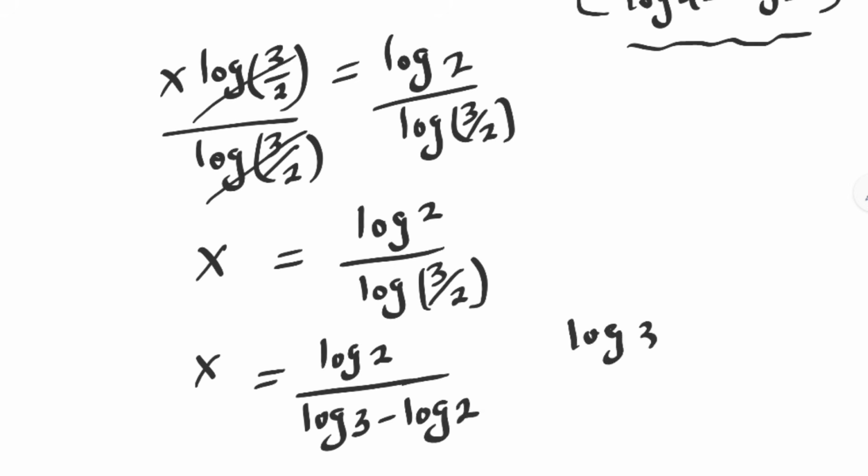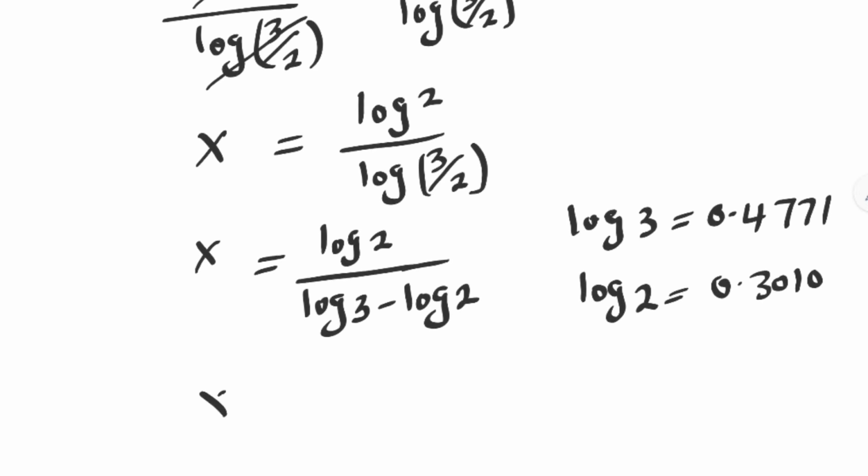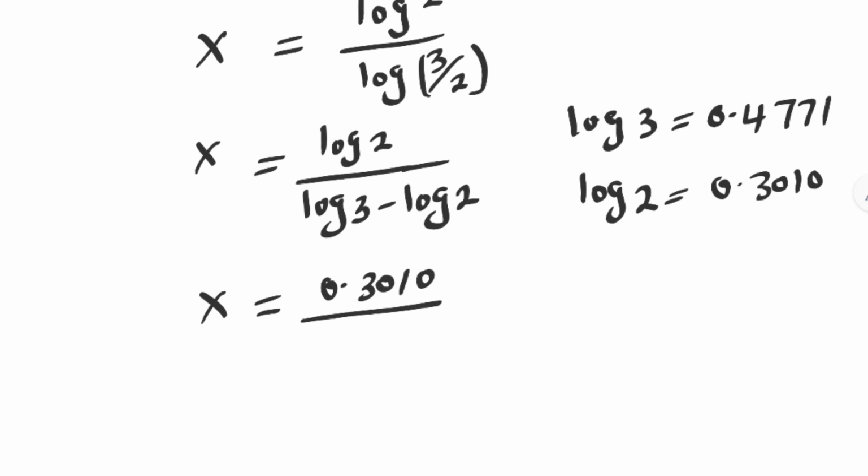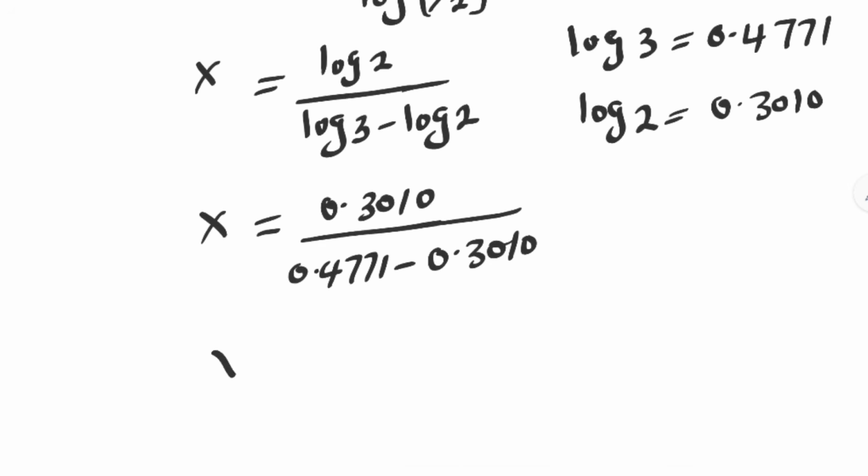But log 3 is equal to 0.4771. Then log 2 is equal to 0.3010. x is equal to 0.3010 over 0.4771 minus 0.3010. x is equal to 0.3010 over, if you subtract, 0.4771 minus 0.3010, we have 0.1761.